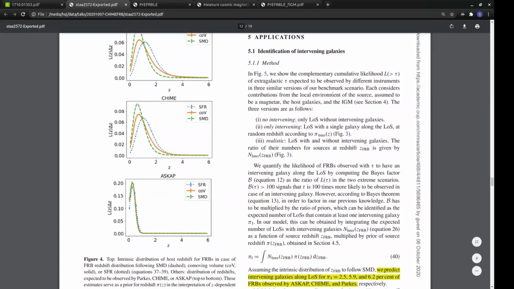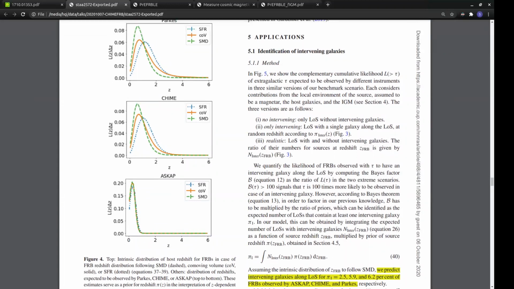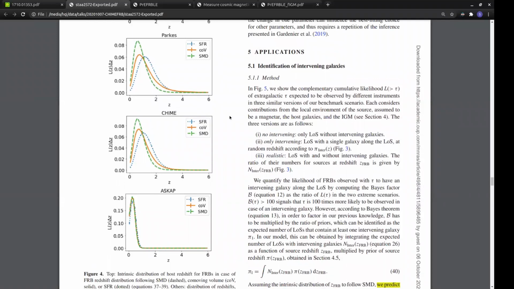Okay, just a quick question. You mentioned the selection biases of the different instruments. Could you say a bit more about where you got those and exactly how you handle that, because that seems important.